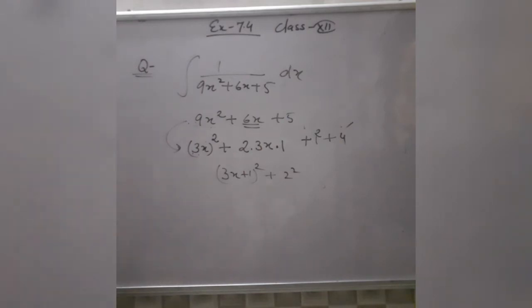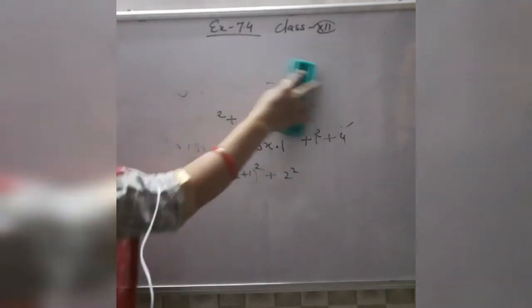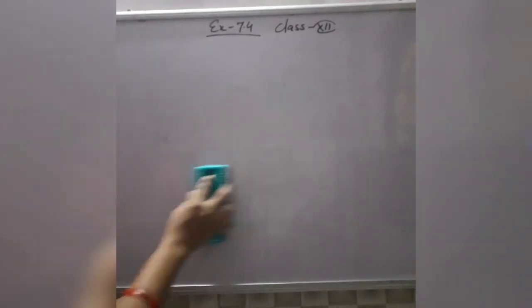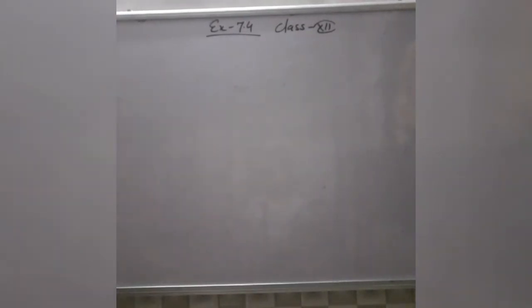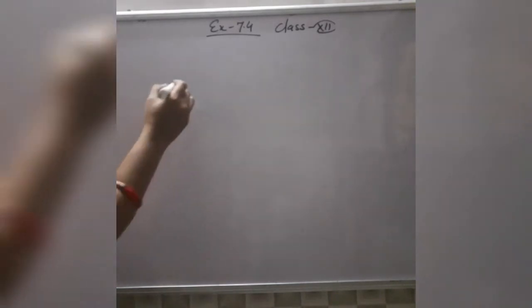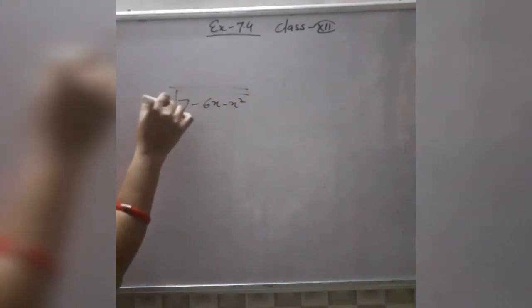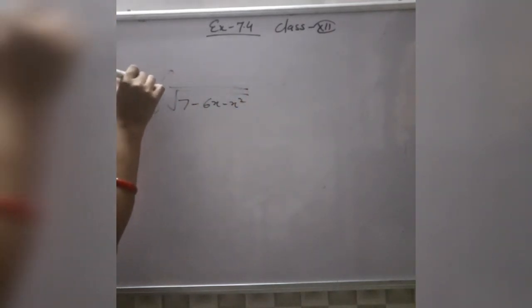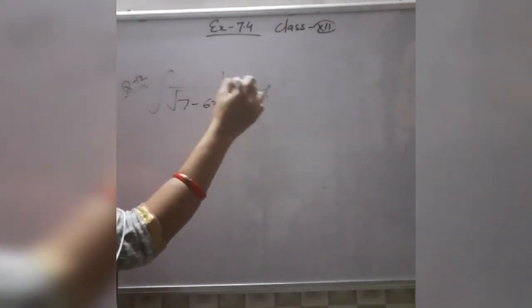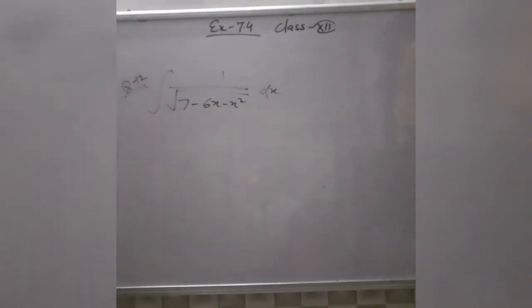Now see next question, question number 12. Again a quadratic equation is given to you. In the 12th, the quadratic equation is 7 minus 6x minus x square. This quadratic equation is written inside the root. You have to find the integration of this with respect to x. Now see how you will do.